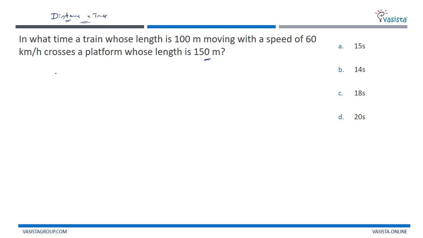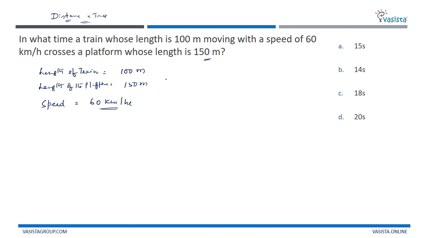Here, what they have given, let us list that out. Length of the train is equal to 100 meter, correct, and then they have given the length of the platform is 150 meter, and they have given speed is equal to 60 km per hour.